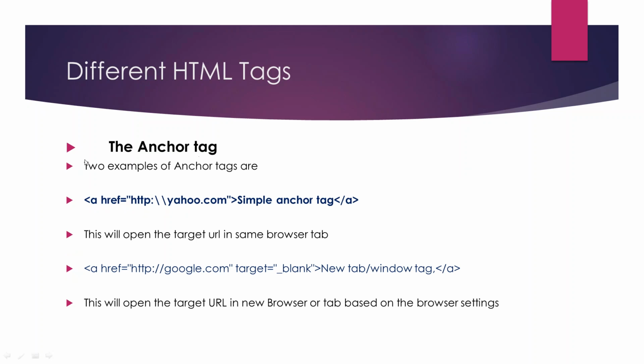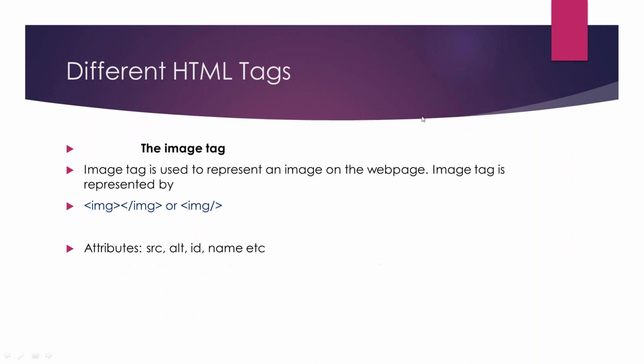Now, the anchor tag, two examples of anchor tags. Remember this. So write the anchor tag like this: href, and let us say I want to open the page called Rediff, rediff.com. I can do it using this simple anchor tag. This will open the target URL in the same browser tab. Anchor tag href is equal to, so whatever link you have, you can paste it here. Let me show an example, then you'll understand the meaning of these two explanations.